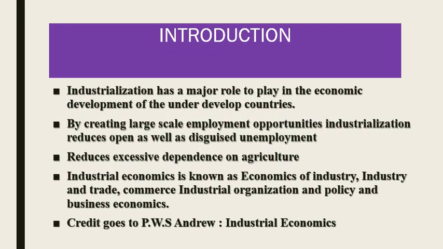First of all, we will understand industrial economics consists of two words, industry plus economics. Industry means where the raw material is converted into finished product. And economics means we have limited resources, but we have unlimited wants. How we distribute these limited resources over unlimited wants so that our satisfaction is maximized.